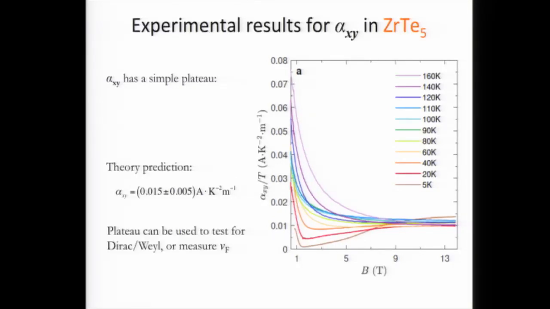And so if you want, you can think of this plateau as a test for whether you have a gapless Dirac or Weyl system. And because the magnitude of the plateau depends literally only on the Fermi velocity and nothing else, you can in fact use it to measure the Fermi velocity, and then you could tilt your field in different directions and map out the velocity in different directions.